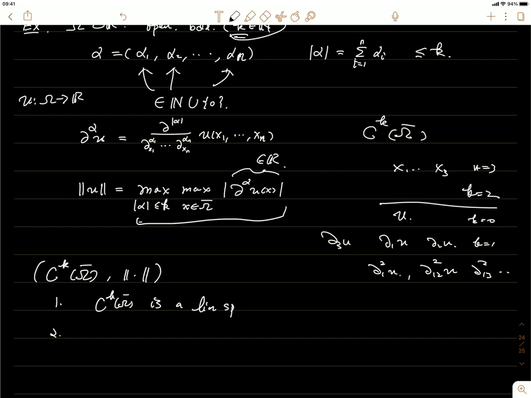Obviously it's greater than or equal to zero, and it is equal to zero if and only if u is zero. You remember that this thing here includes alpha equals zero, meaning that the original function is also included, and is bounded by the norm of u. So if the norm of u is equal to zero, then this must be zero everywhere. Again, it's homogeneous, and it also satisfies the triangle inequality. It's pretty easy to show that. So this is indeed a norm.